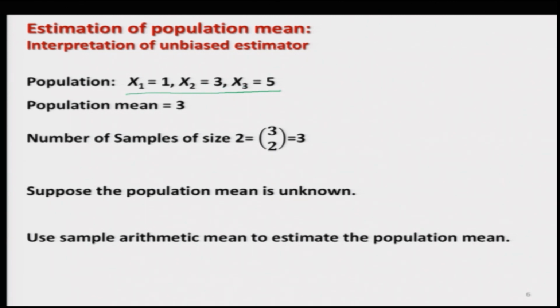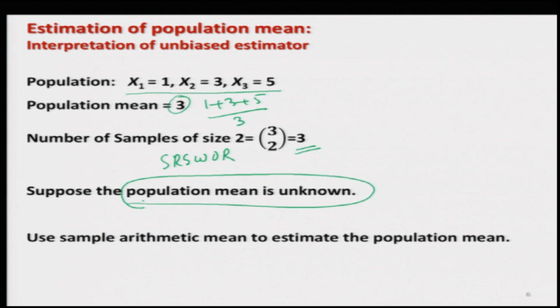So, the population mean in this case will become 1 plus 3 plus 5 divided by 3, which is equal to 3. And the number of possible samples which can be drawn by SRSWOR here is 3 choose 2, which is equal to 3. And for a while you assume that this population mean is unknown to us. So, we do not know this 3, right. Now, what are we trying to do?